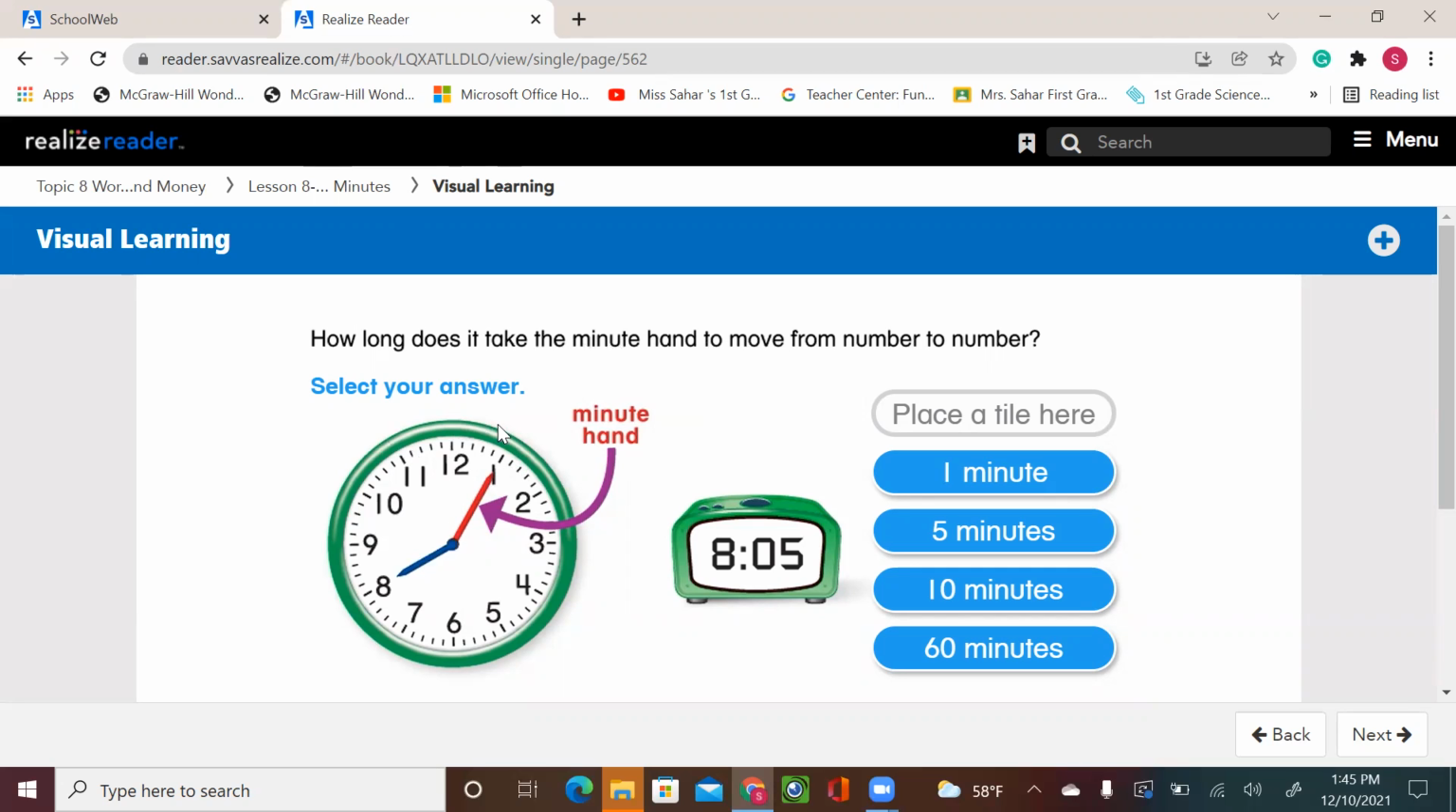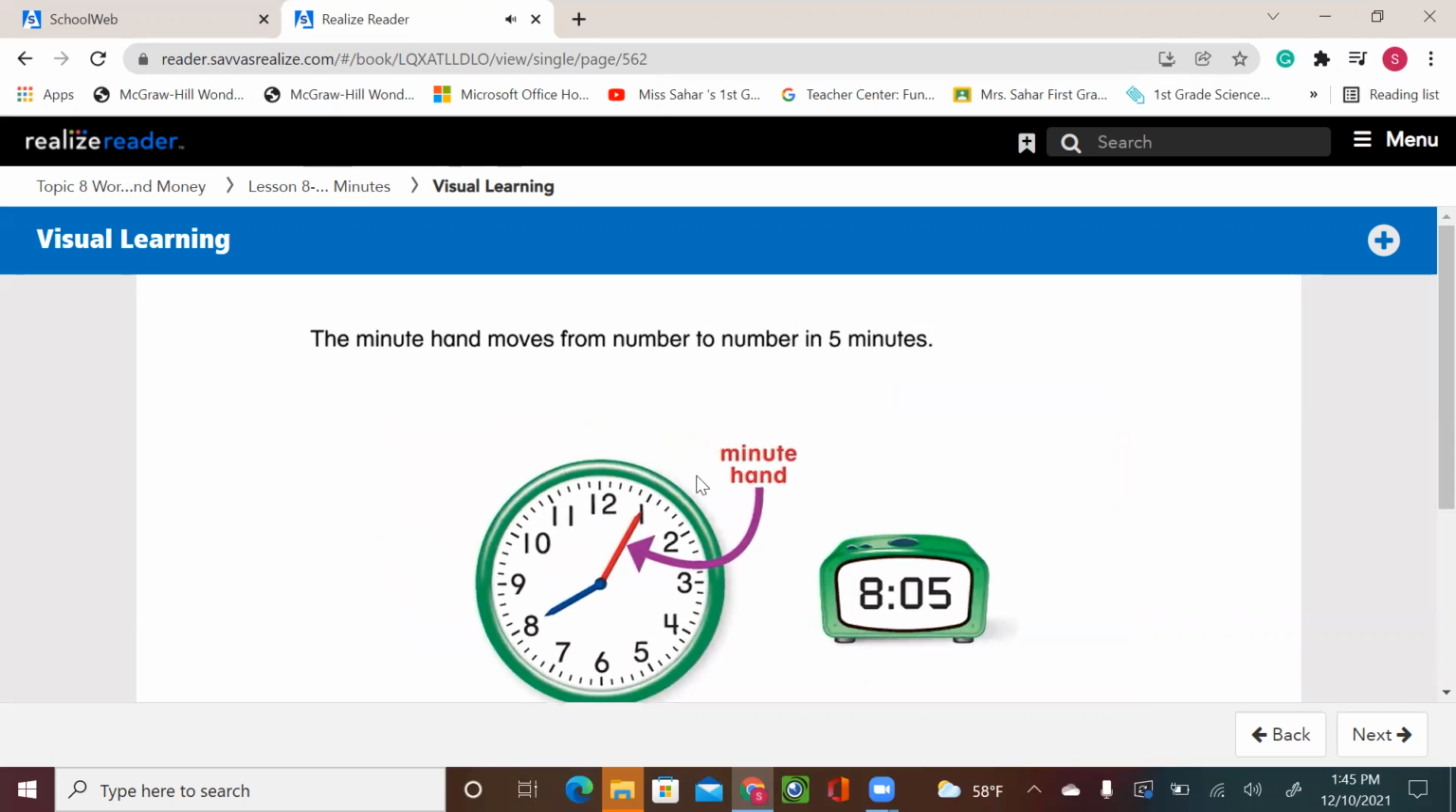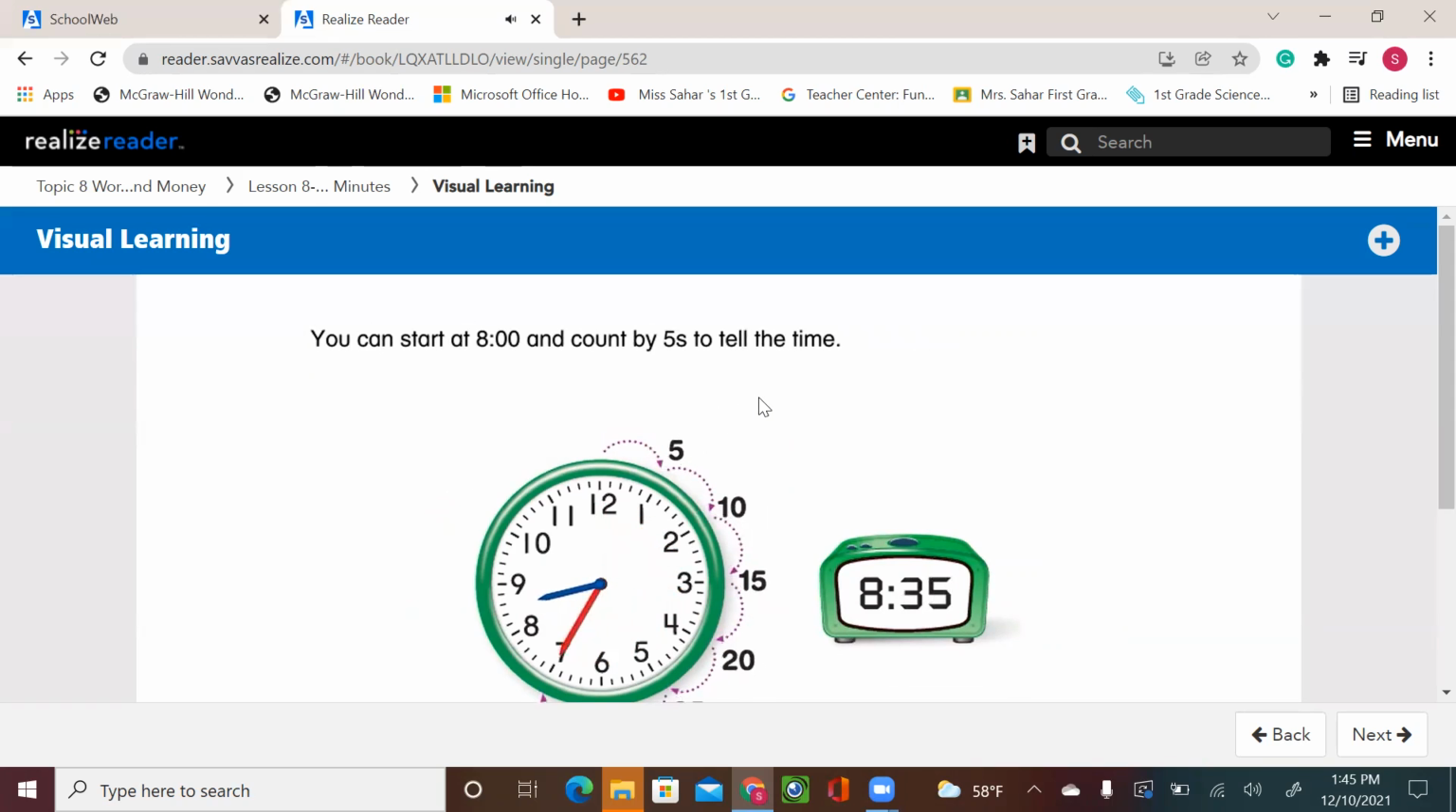As we see, it moves from 12 to 1. From 12 to 1, that's 5 minutes. So let's see if our answer is right. The minute hand moves from number to number in 5 minutes. To tell time to 5 minutes, count by fives. Both clocks show 35 minutes after 8. You can start at 8 o'clock and count by fives to tell the time.